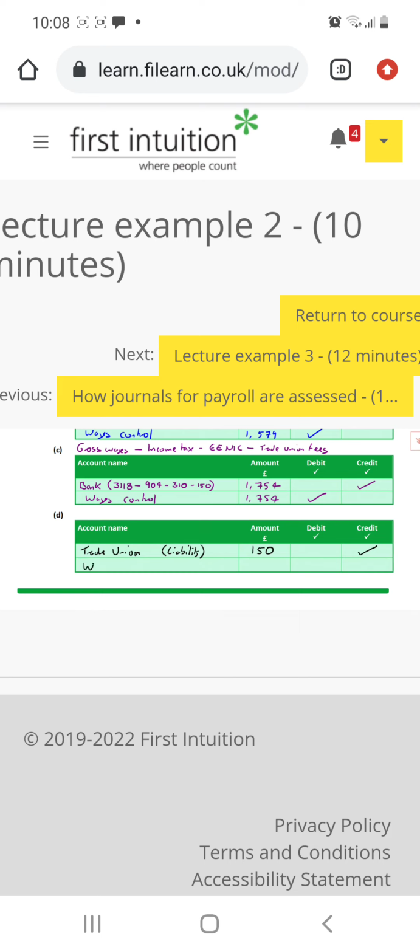As we've seen, the other side of the entry then needs to go to wages control. So to make this balance, obviously you need to put in an amount of 150, and that will be sitting there as a debit. So that's a good lecture example, indicative of the kind of thing you could easily be given and asked to do in the exam, where you have to knock up the journals for doing payroll. There's a bunch you may have to produce.